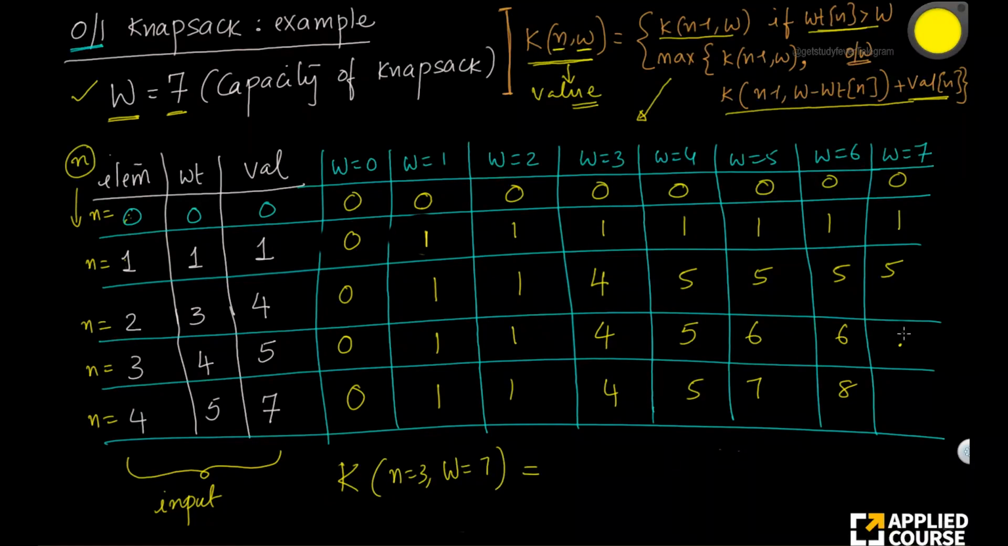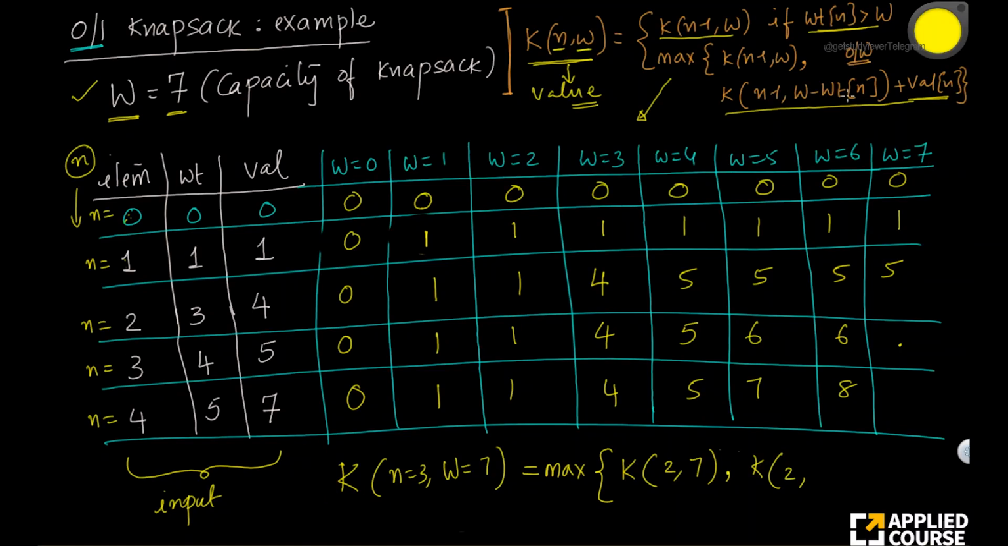What is it equal to? Now if you notice, the capacity of my bag is 7. And what is weight N? Weight N is 4. So 4 is less than or equal to 7, so we will not go into the first case. We will go into the second case. In the second case, what do I have? I have max of K(N minus 1, W). What is N minus 1? N minus 1 is 2.